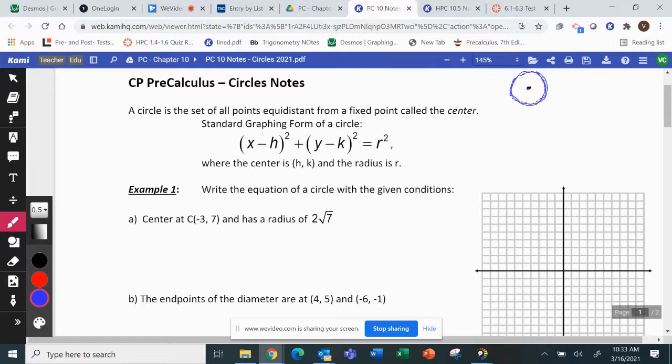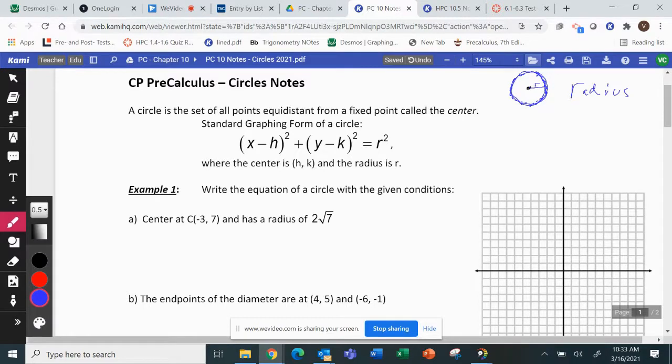And to get all of these equidistant points, what do we need to know? We need to know the radius. That's how a circle's formed, by one center point and the radius used all over. So the equation in standard graphing form is (x - h)^2 + (y - k)^2 = r^2, where the center is at (h, k) and the radius is r.